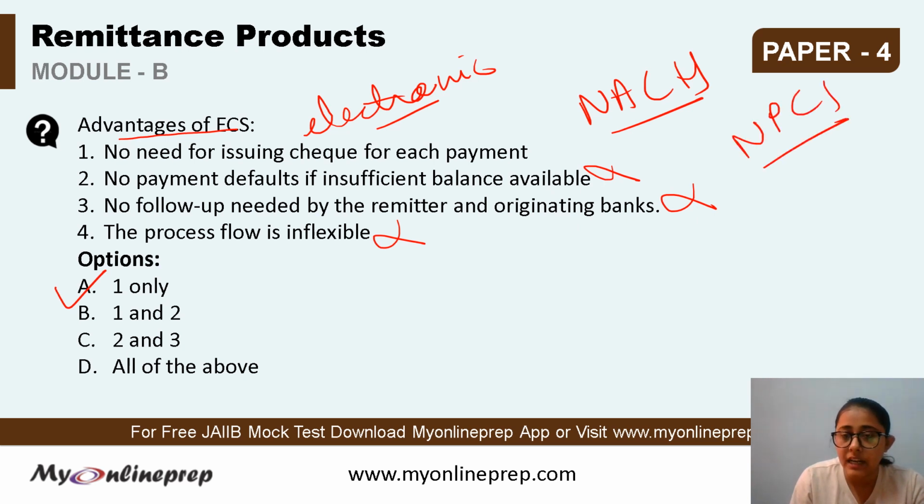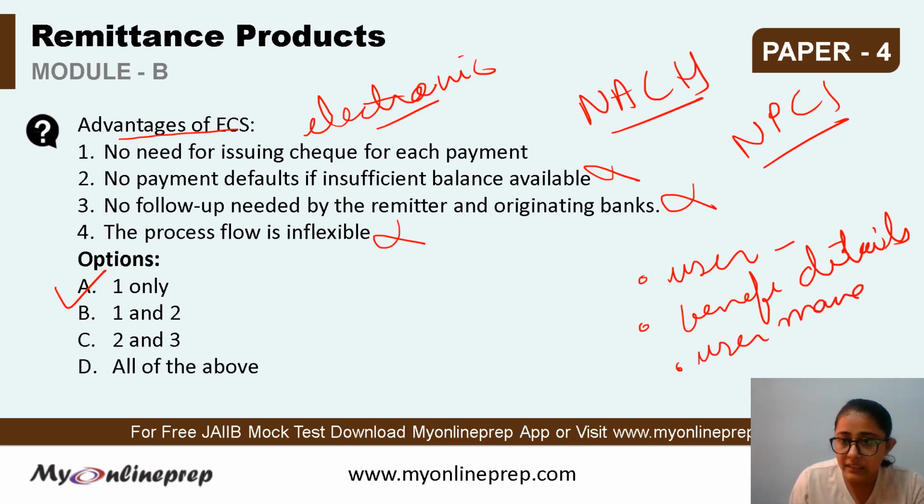So ECS works under NACH, which is incorporated under the NPCI, and here the payments are initiated by the ECS user. First it is initiated by the user, then the user needs to get registered with the clearing house and submit the information of the beneficiary to whom the remittance is to be made. After that, the process of crediting the beneficiary account starts, and the user mandate is given. So here the advantage of using ECS is this one.